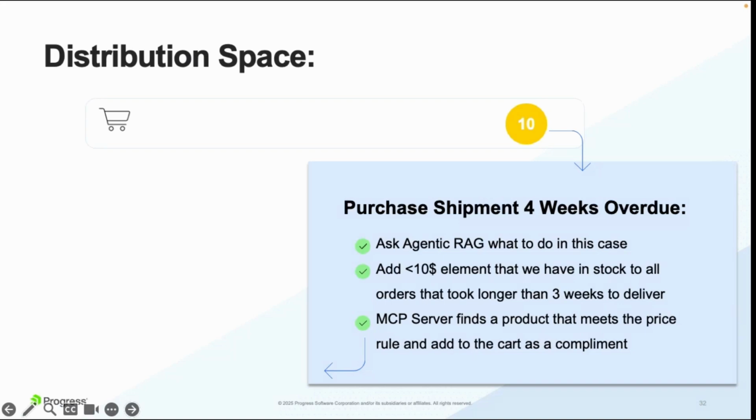Okay, we have this bunch of situations. What should we do? Whether it's a rule-based system or a RAG query, we get a set of actions that need to happen: an instruction, a prompt with all the different options that we need to do. In this case, for example, we want to get all the elements that are less than $10 that we have in stock, and deliver that to all the deliveries that are more than 3 weeks late. The MCP server queries for products less than $10 that I have in stock.